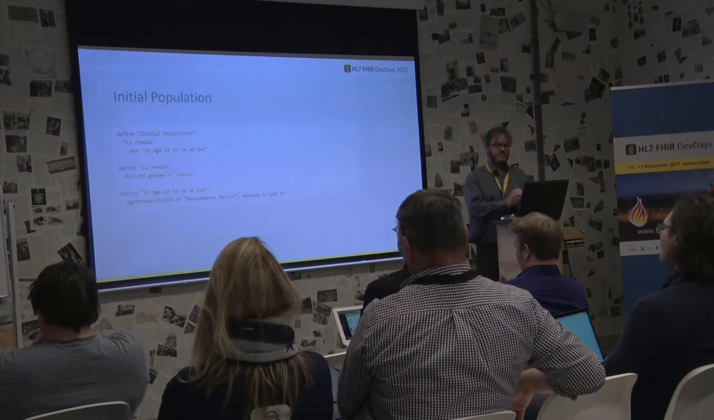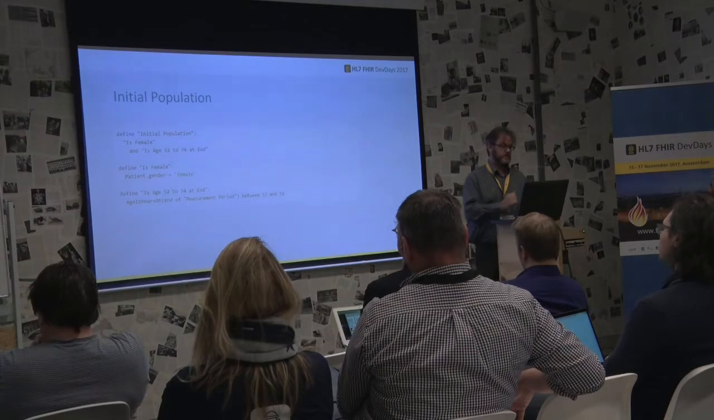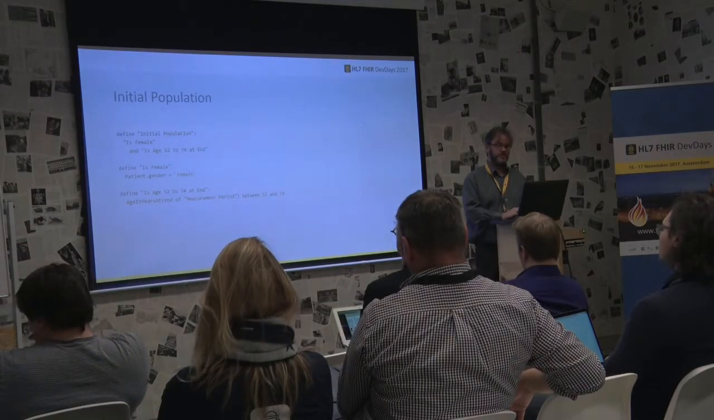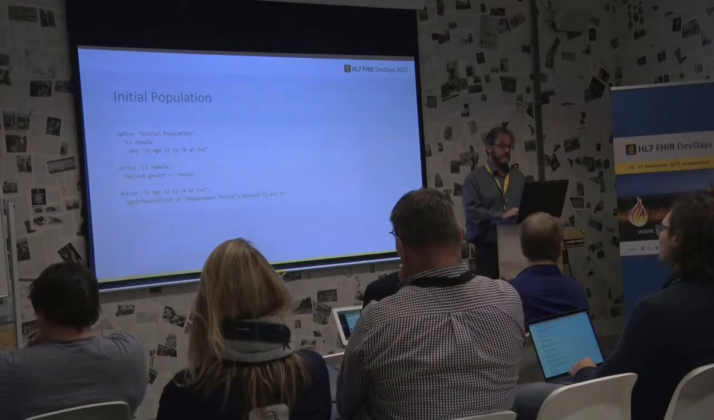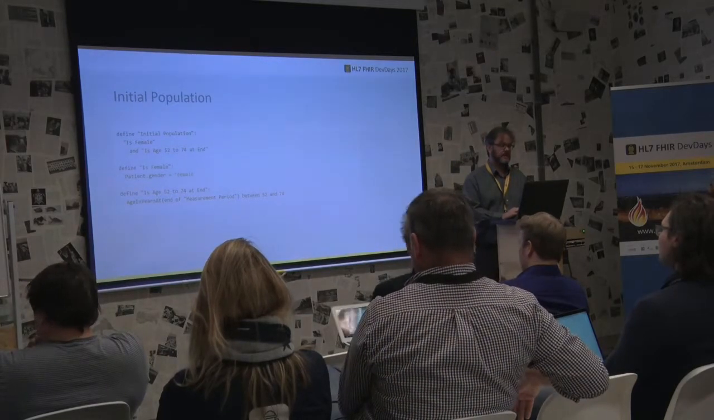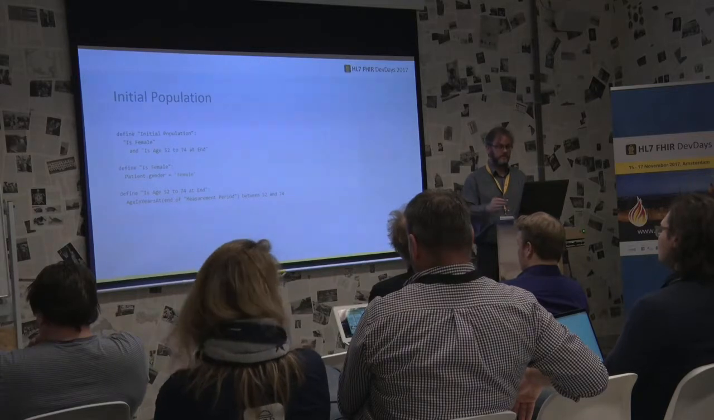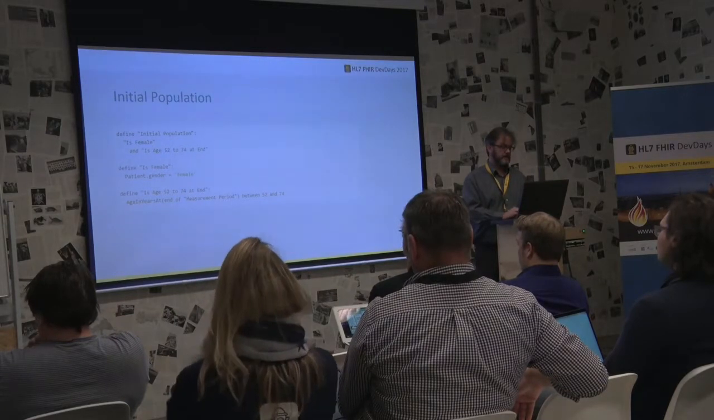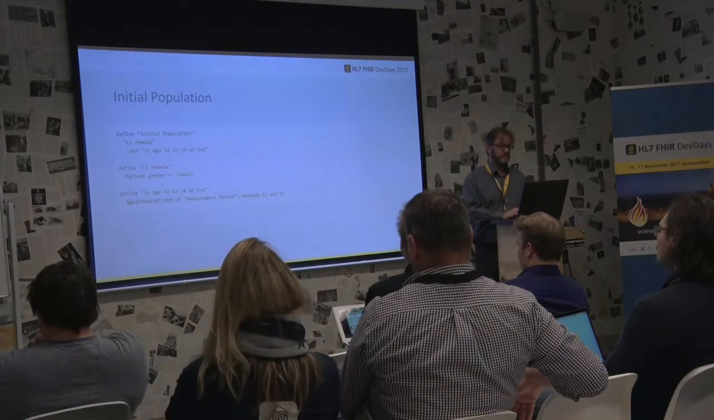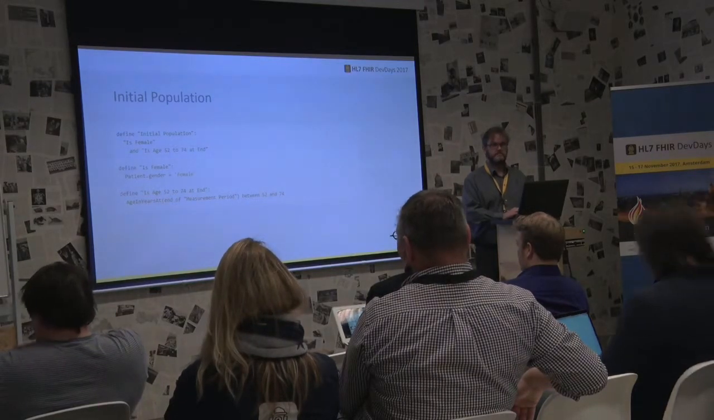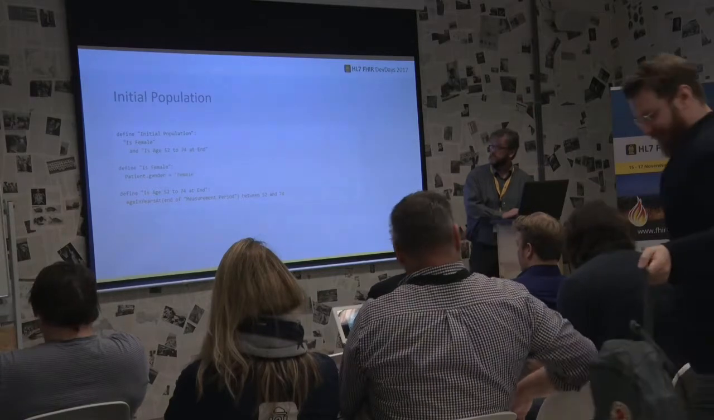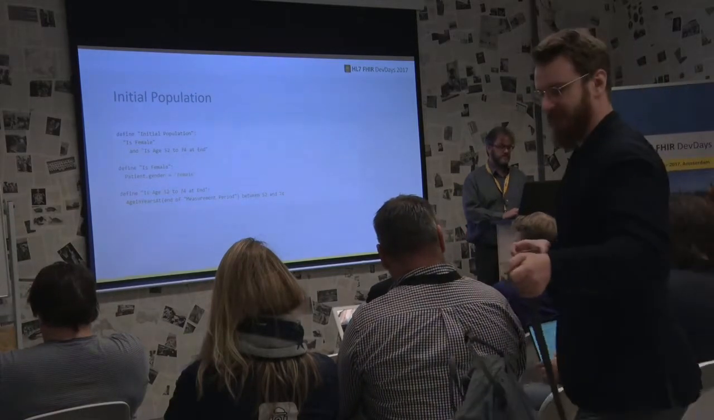So this is a HEDIS measure for breast cancer screening. The initial population in terms of demographic is that the patient is female, the patient is age 50 to 74 at the end of the measurement period. And we just use some straightforward CQL to express that. So that shouldn't be a surprise. Pretty straightforward.